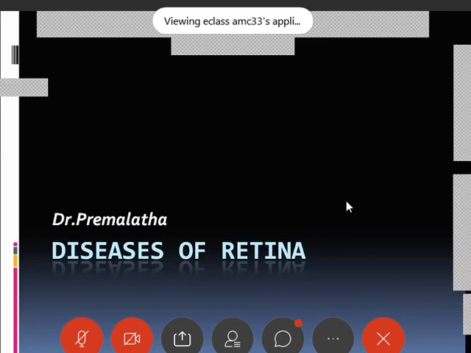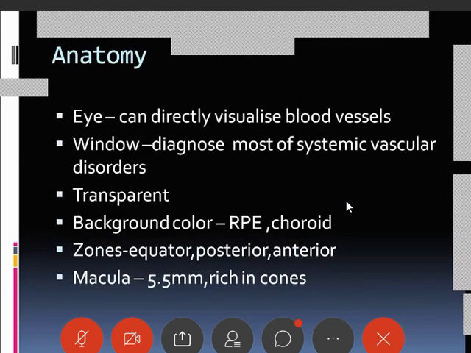Okay, I'll start the class. I'll be telling you about the diseases of the retina. See, the eye is the only organ through which we can directly visualize the blood vessels, that is, the retinal blood vessels. That is why the eye acts like a window to diagnose most of the systemic vascular disorders like hypertension, diabetes, and other vascular disorders like collagen vascular disorders.